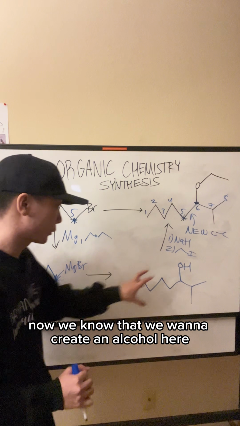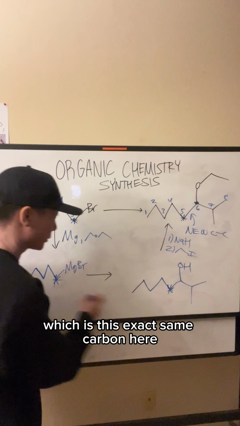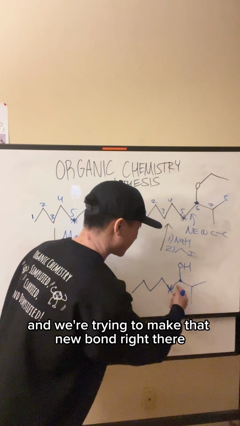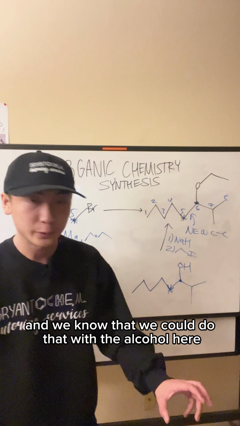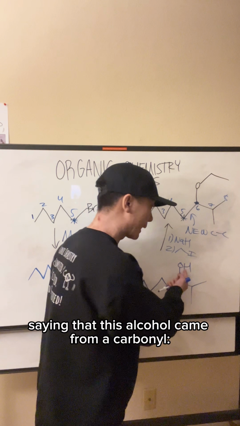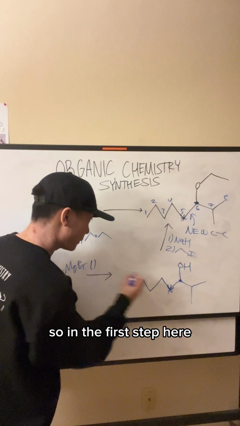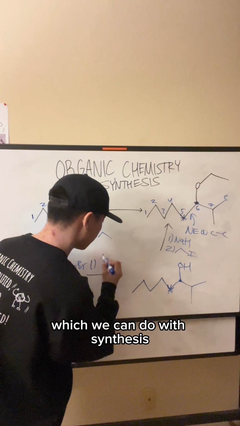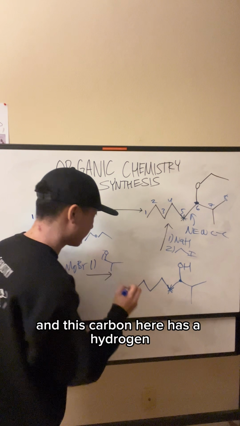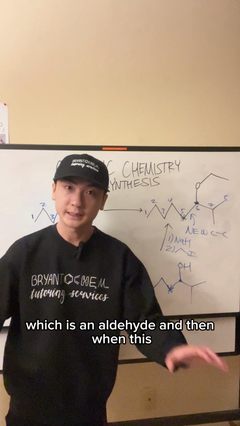Now we know that we want to create an alcohol here, where we know this is the starred carbon, which is this exact same carbon here. This is the dot carbon, and we're trying to make that new bond right there. And we know that we could do that with the alcohol here, saying that this alcohol came from a carbonyl, a carbon double bond oxygen. So in the first step here, we can copy and paste the exact R group, which we can do in synthesis. And this carbon here has a hydrogen, which I'm going to draw out like that, which is an aldehyde.